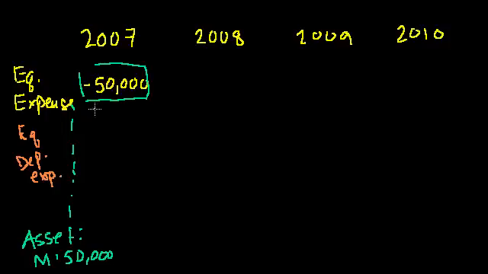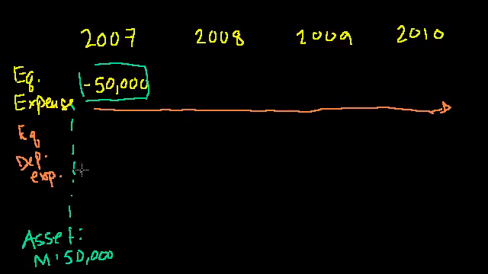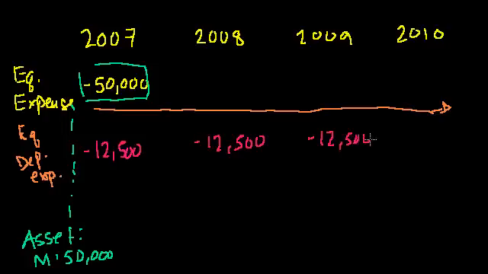So let me draw that out. It's a 4-year lifespan, so the asset should linearly go to 0 over these 4 years. So essentially, in the first year, our expense would be what? If you divide 50,000 divided by 4, it's what? $12,500. So it'd be minus $12,500 in each year. Depreciation expense: minus 12,500, minus 12,500.